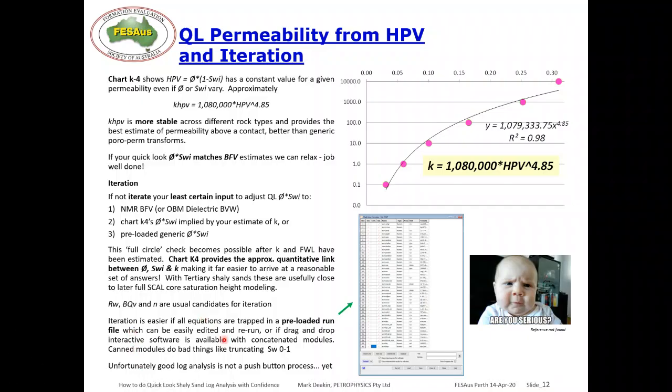Iteration is easier if all equations are trapped in a preloaded run file, which can be easily edited and rerun, or if drag and drop interactive software is available with concatenated modules. Canned modules do bad things like truncating SW equals 0 to 1. If you are interested in petrophysics, you'll find that you really have to write your own batch file, your own command file. You can't rely on canned modules all the time, because they're just not good enough. You may want to do something a little differently to the way the canned module does it, and the only way is to write your own program.